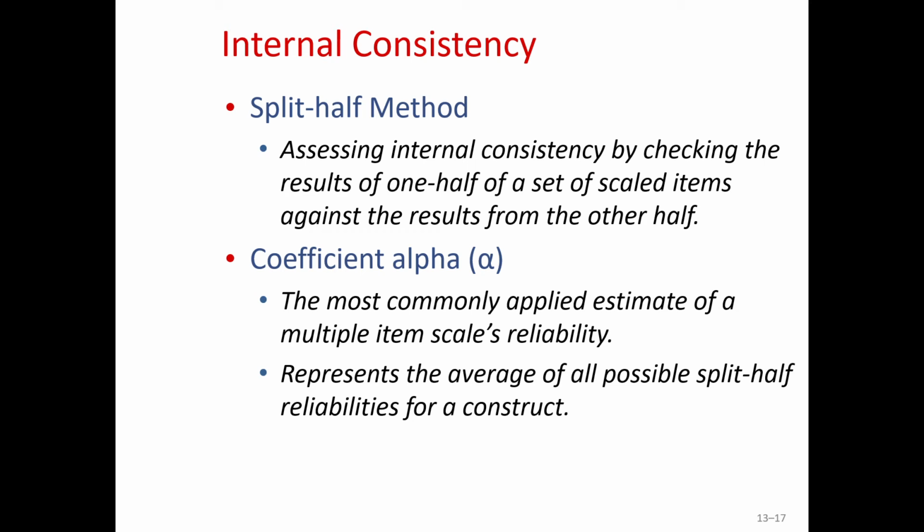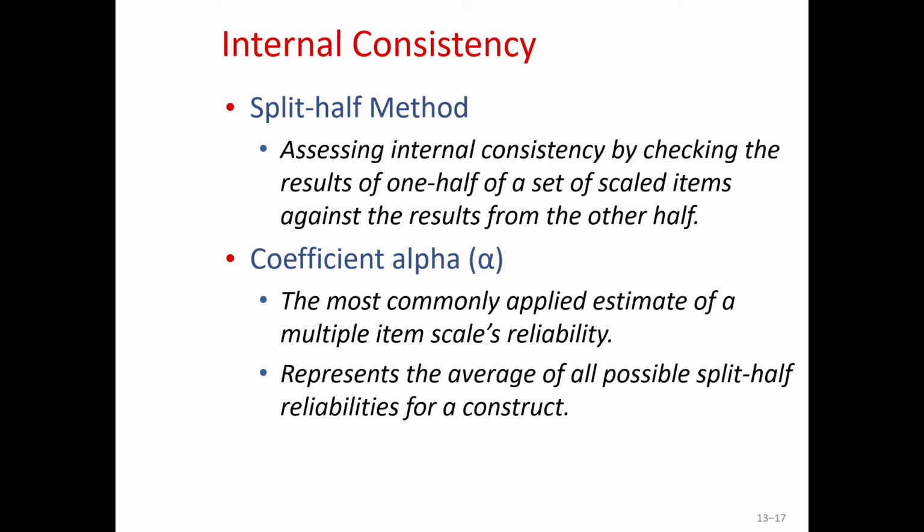Alpha coefficient is the most commonly applied estimate of multiple item scale reliability, and alpha represents internal consistency by computing the average of all possible split half reliabilities for a multiple item scale. And this coefficient demonstrates whether or not the different items go in the same direction, converge. Alpha does not address validity, but researchers use alpha as the sole indicator of scale quality. And the coefficient for alpha is from 0, meaning no consistency, to 1, meaning complete consistency.